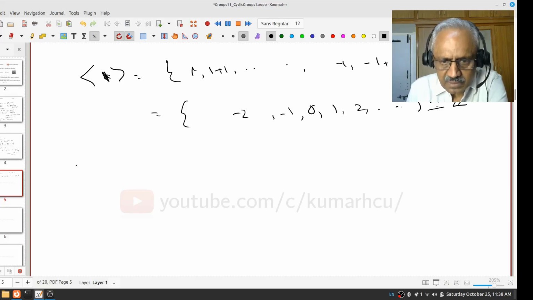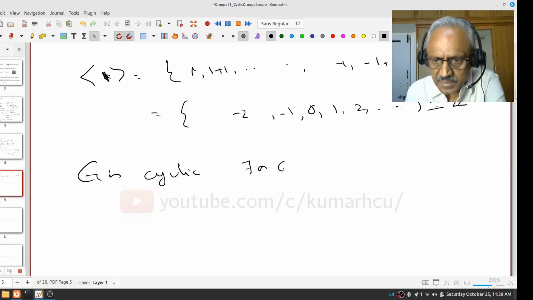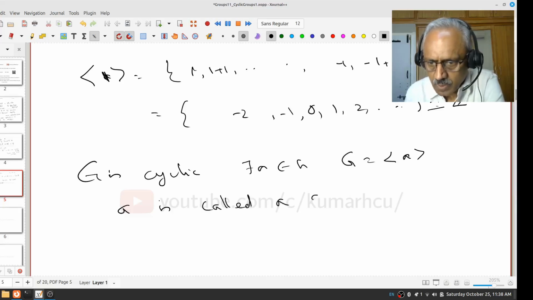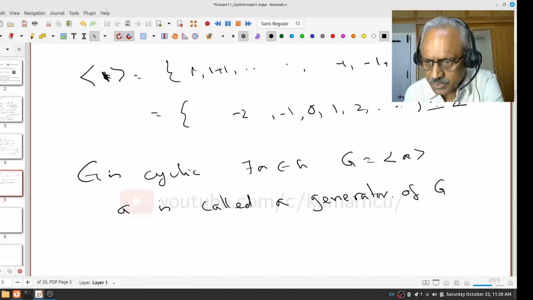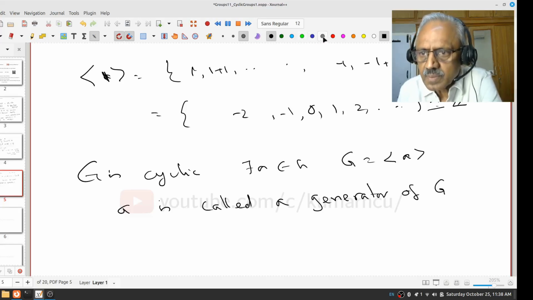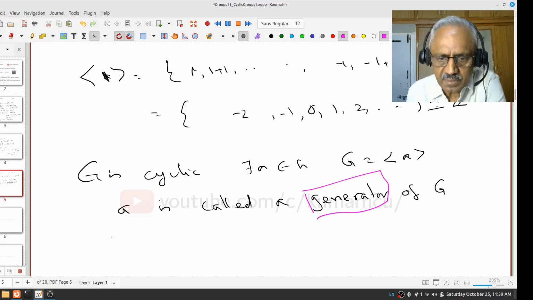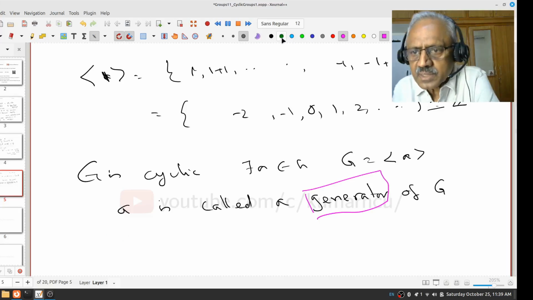Let's go back to the definition. If G is cyclic, that means there is an a in G such that G equals the cyclic subgroup generated by a. This a is called a generator of the group G. And this generator need not be unique. That's the next point I want to make.